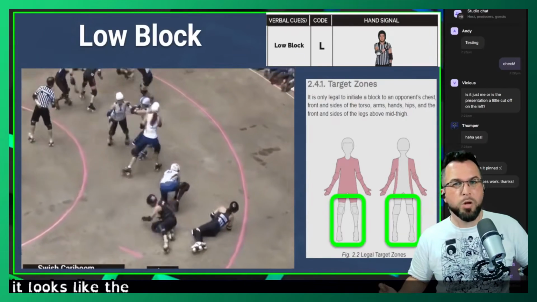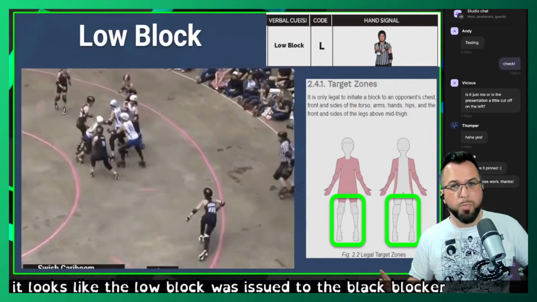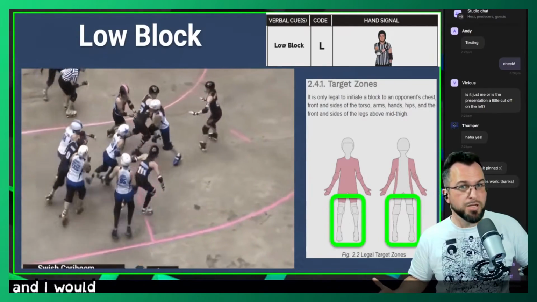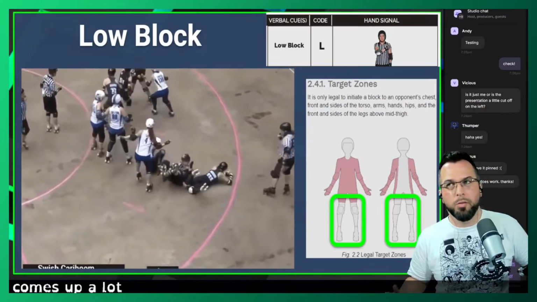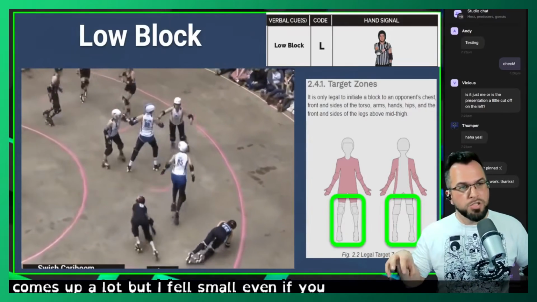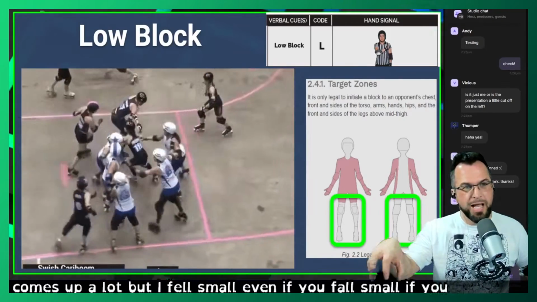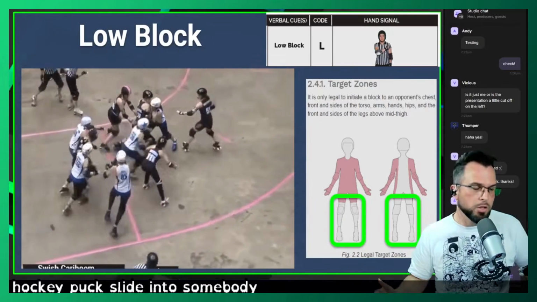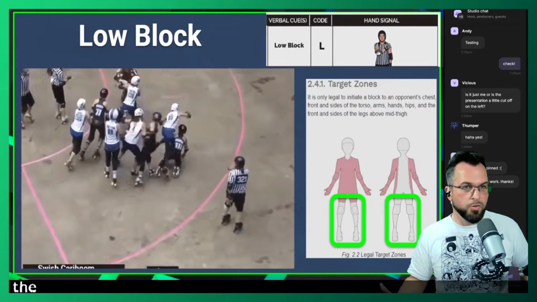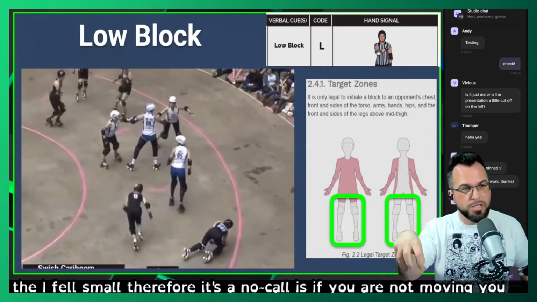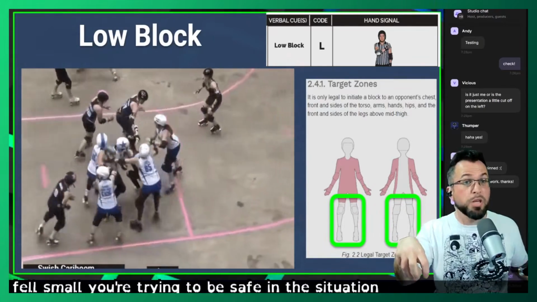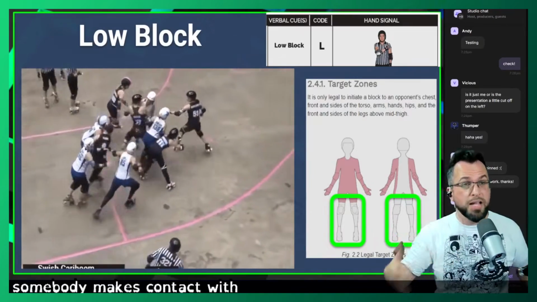It looks like the low block was issued to the black blocker, and I would assume it's because they kept sliding or moving. So this comes up a lot. But I fell small. Even if you fall small, if you sort of hockey puck slide into somebody, you can still be called on a low block. The "I fell small, therefore it's a no call" is if you are not moving, you fell small, you're trying to be safe in the situation, and then somebody makes contact with you, that's the no call scenario.